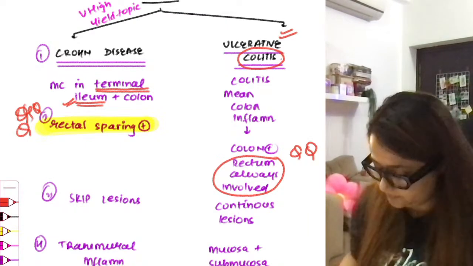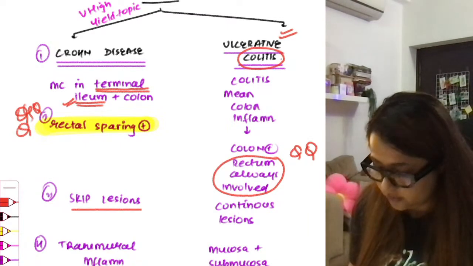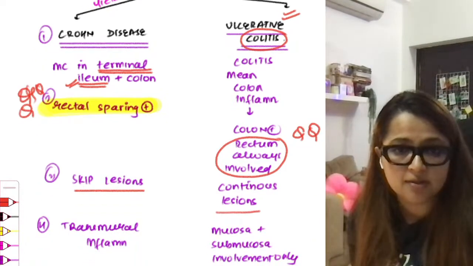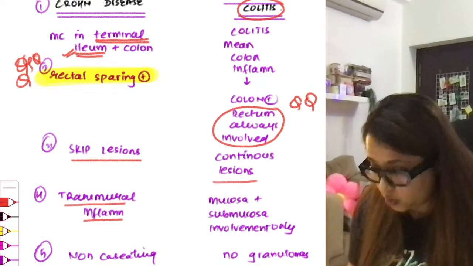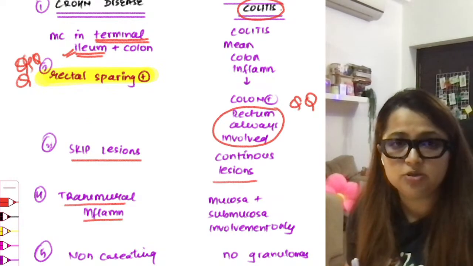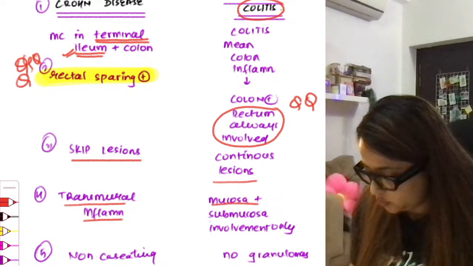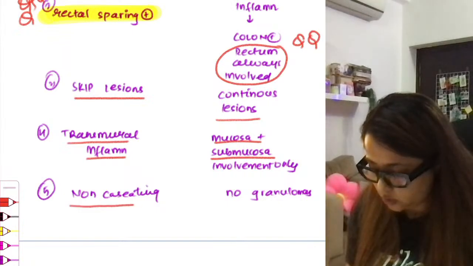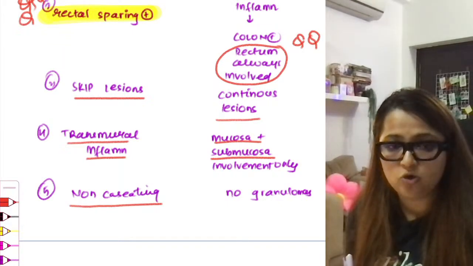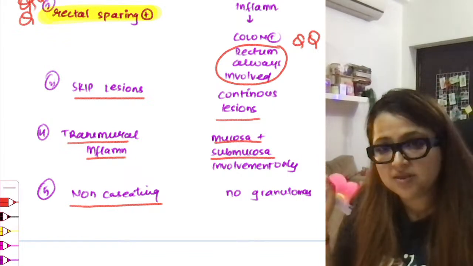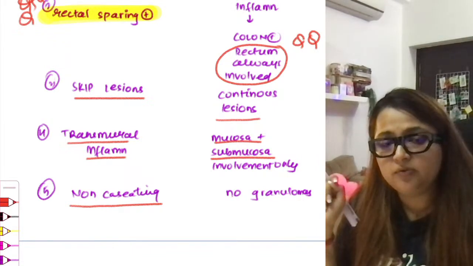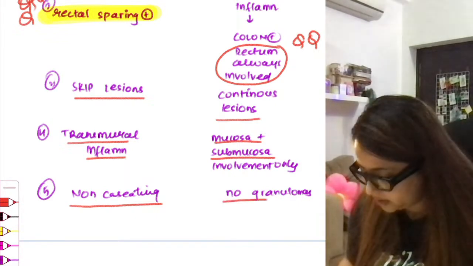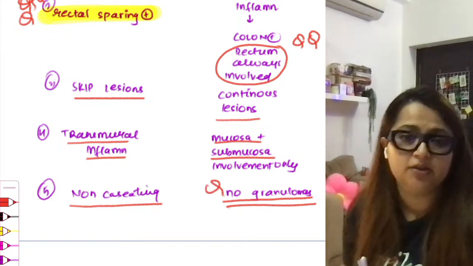All right. Then skip lesions are present in case of Crohn disease. Continuous lesions are present in case of ulcerative colitis. Then transmural inflammation, where all the layers are involved, is seen in Crohn disease. Mucosa and submucosa only in case of ulcerative colitis. Then you also see non-caseating granulomas. Non-caseating granulomas means the granuloma is having central necrosis. Alright, these type of granulomas are seen in case of Crohn disease, but not in case of ulcerative colitis. So no granulomas in ulcerative colitis.